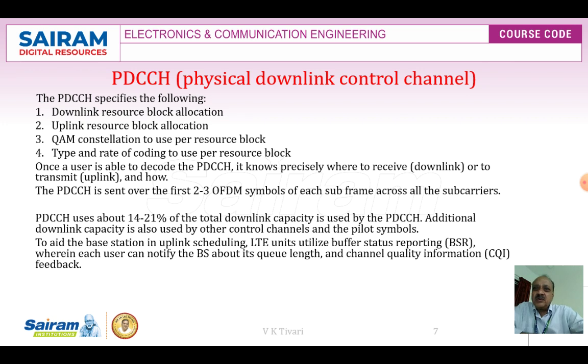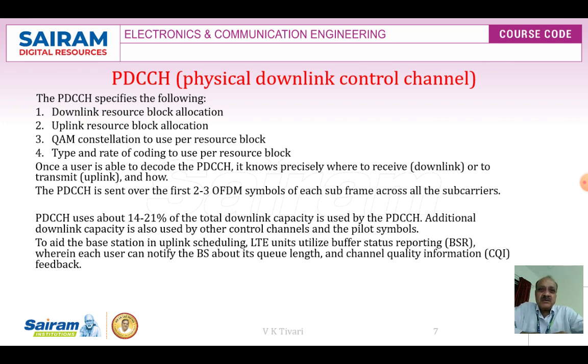When the user is able to decode the physical downlink control channel, it knows where to receive the downlink or to transmit the uplink. The PDCCH is sent over the first 2-3 OFDM symbols of each subframe across all the subcarriers. The PDCCH uses 12 to 21% of the total downlink capacity. Additional downlink capacity is also used by other control channels and pilot symbols. We are using this for base station uplink scheduling.